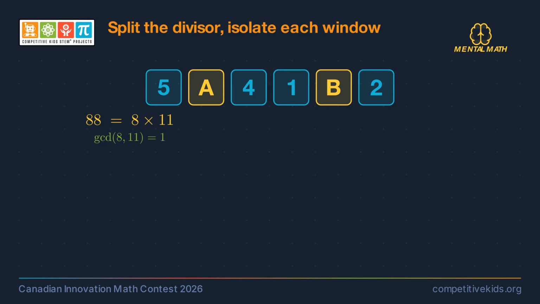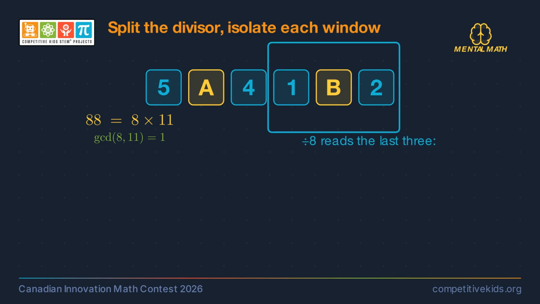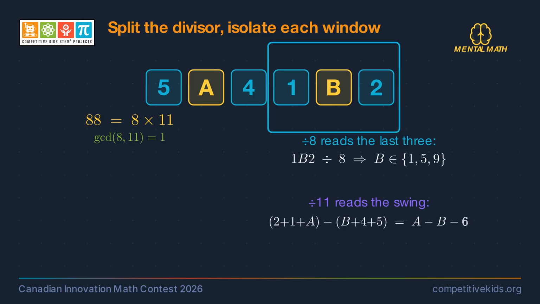Now isolate each window. The 8 reads only the last 3 digits. 1b2 divided by 8 gives b is 1, 5, or 9. The 11 reads the alternating swing. 2 plus 1 plus a minus b plus 4 plus 5. That is a minus b minus 6. Set that to 0, mod 11.